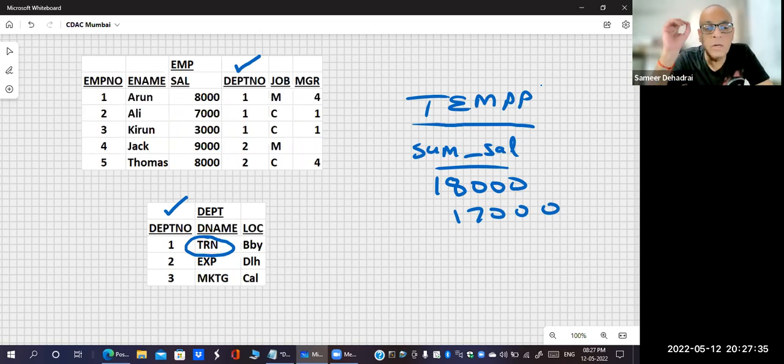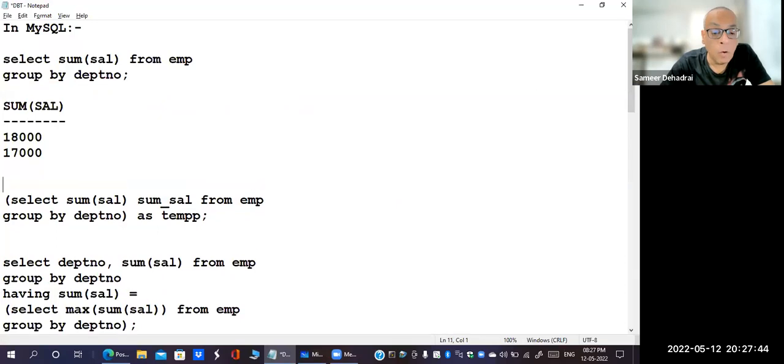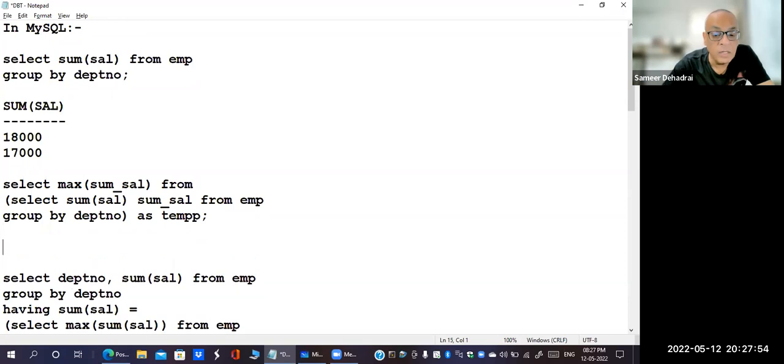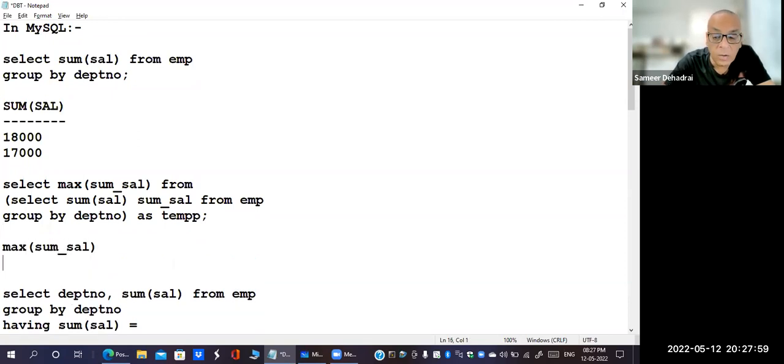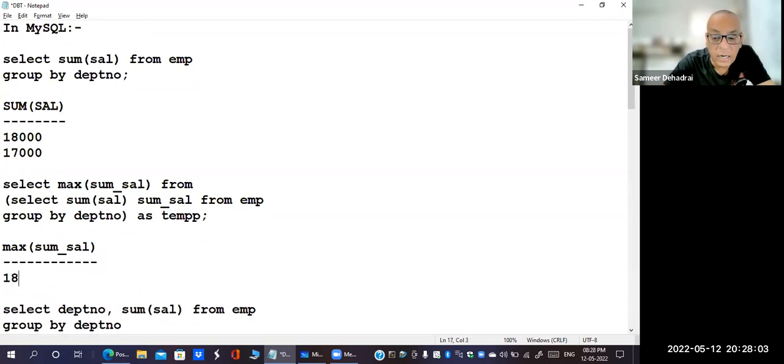The life of this table is only for this select statement. Afterwards, it doesn't exist. And what you do is, you select max of sum underscore sal from this table. If you select max of sum underscore sal from this table, you'll get to see the highest total. In our case, it is 18,000.